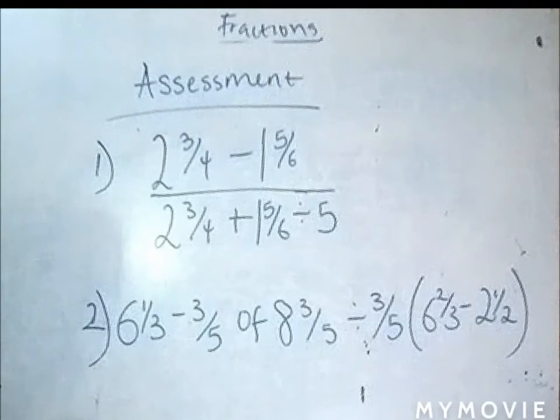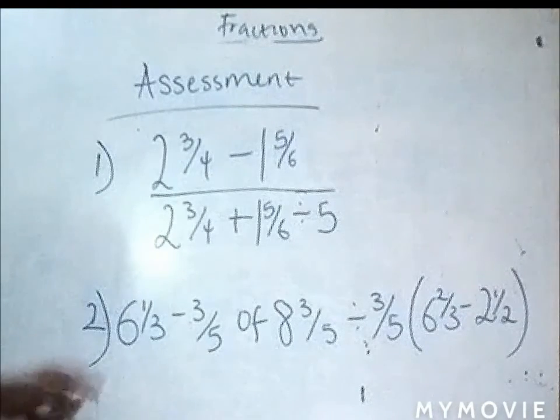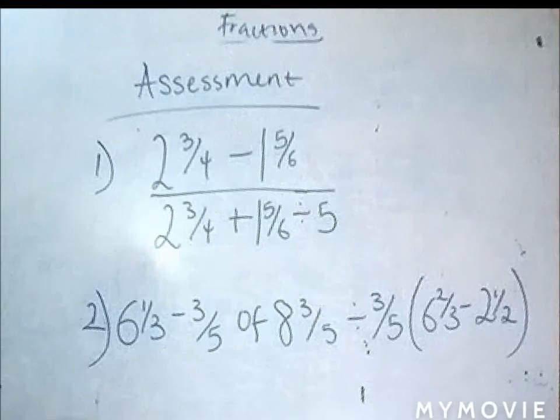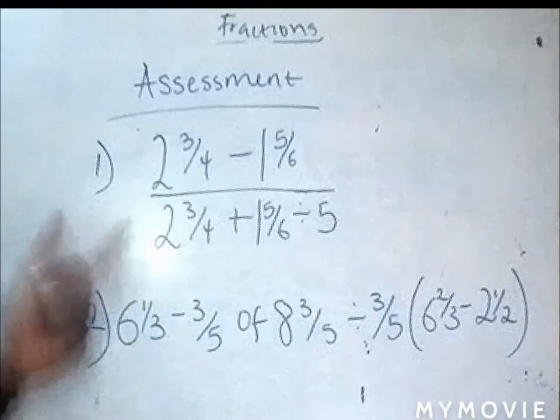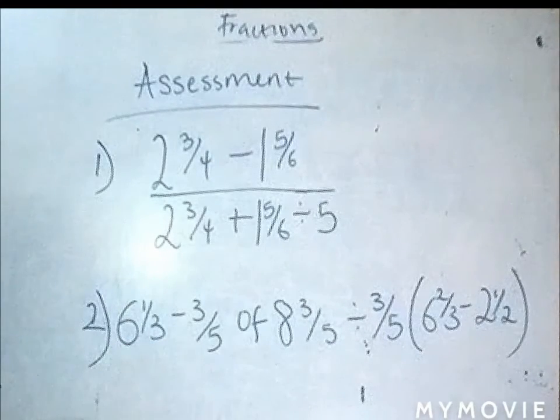Then number 2 is very long. We have almost all the signs here, except multiplication, which will come later. I'm already giving a clue. We have 6 whole number 1 over 3 minus 3 over 5 of 8 3 over 5 divided by 3 over 5, all in bracket, 6 2 over 3 minus 2 1 over 2 bracket. So I'll just try and solve it, and I'll be giving the solution to this assessment in my next video.